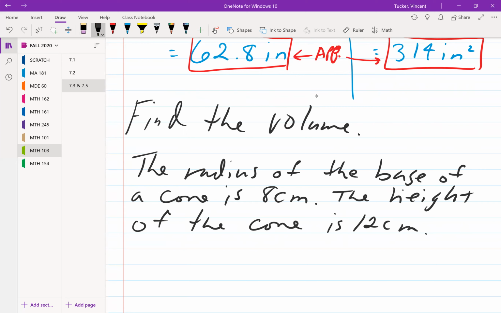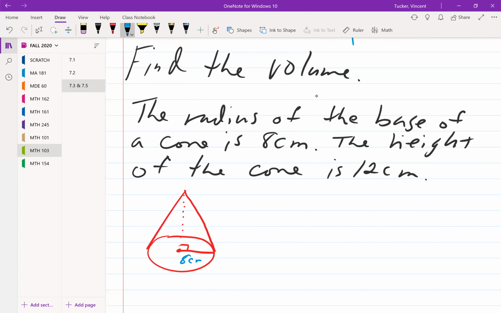So here we have the radius of the base of the cone is 8 centimeters. The height of the cone is 12 centimeters. It wants to find the volume. So if I had to draw this, talking about a cone, it will look something like that. So our radius, 8 centimeters, and then our height, 12 centimeters.